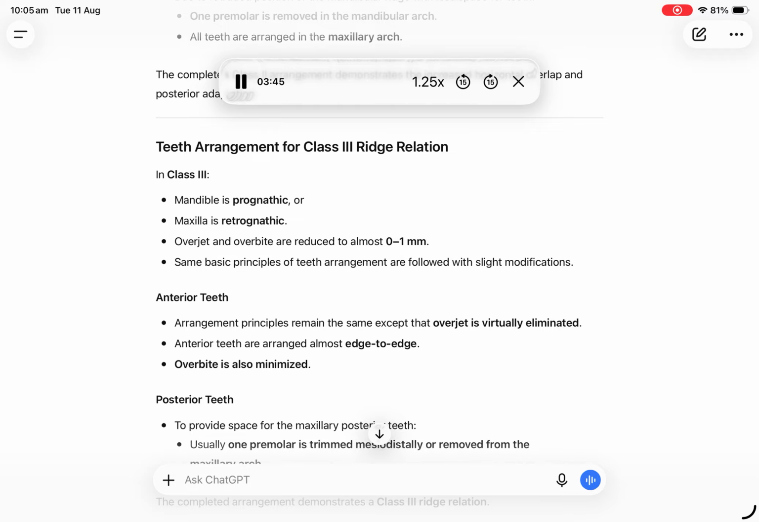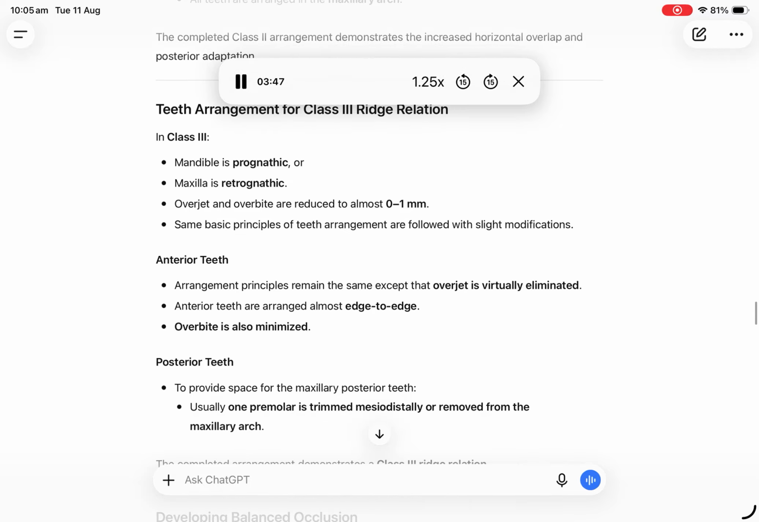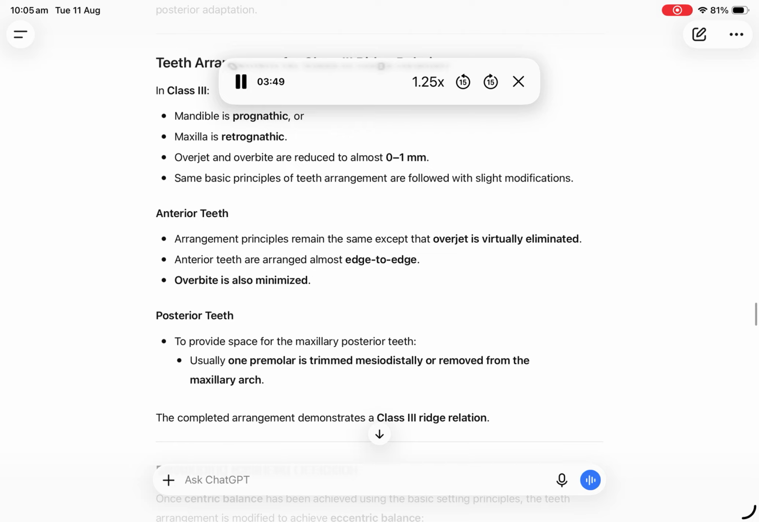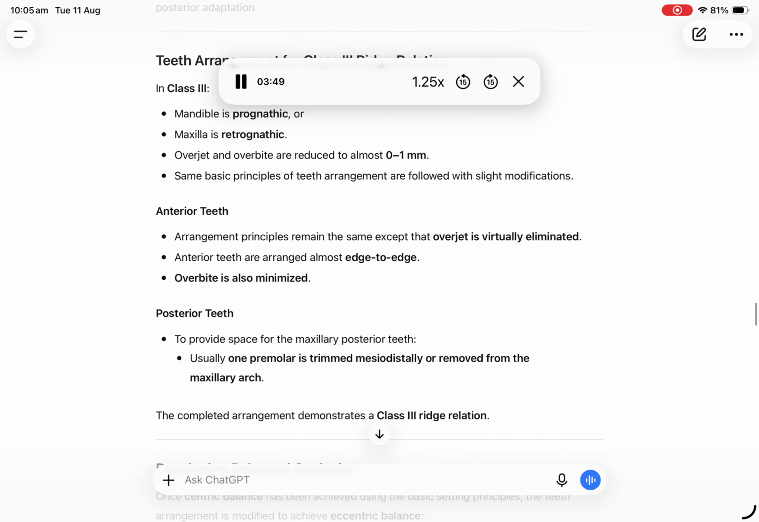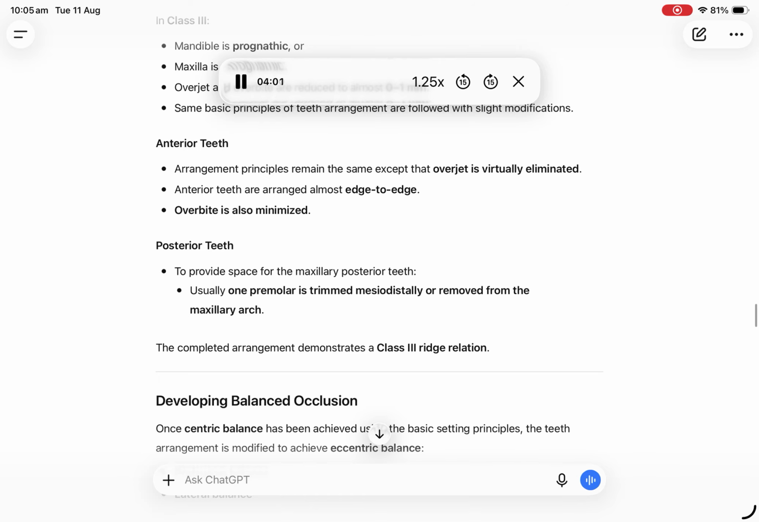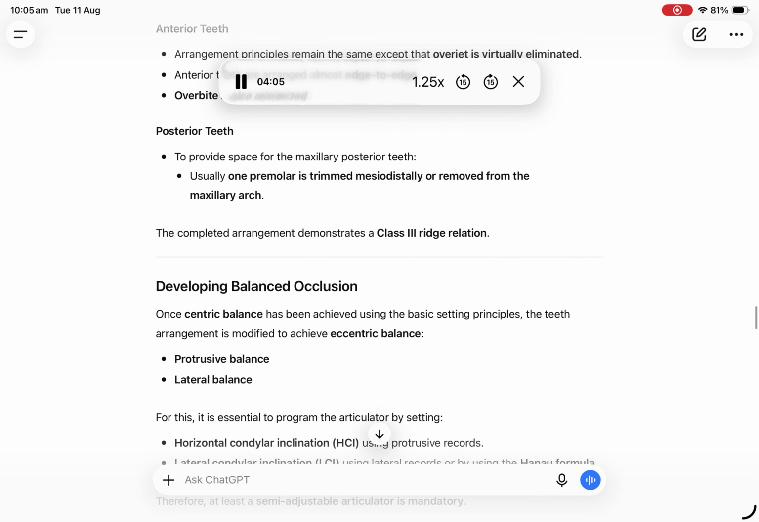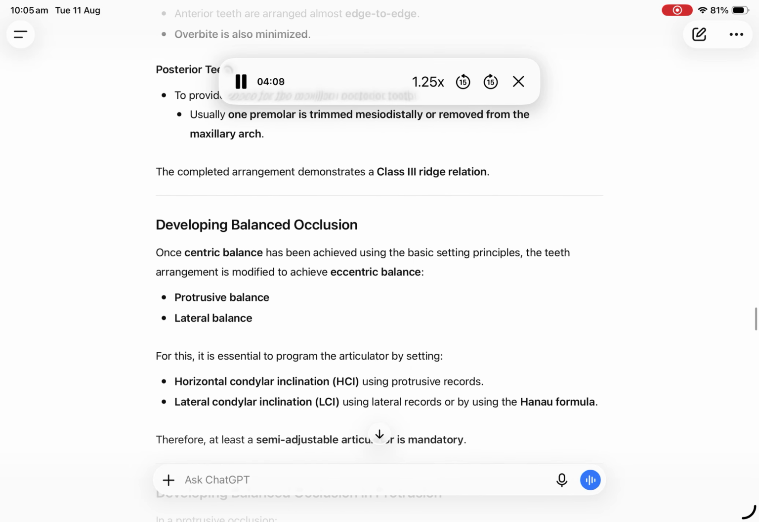Anterior teeth. Arrangement principles remain the same, except that overjet is virtually eliminated. Anterior teeth are arranged almost edge to edge. Overbite is also minimized. Posterior teeth. To provide space for the maxillary posterior teeth, usually one premolar is trimmed mesiodistally or removed from the maxillary arch. The completed arrangement demonstrates a Class 3 ridge relation.